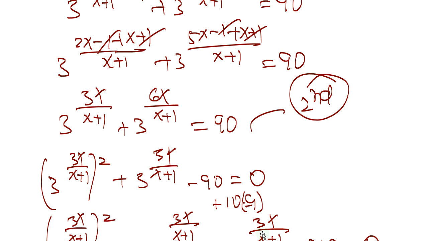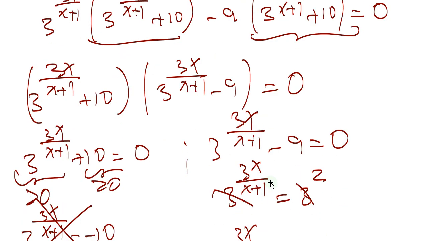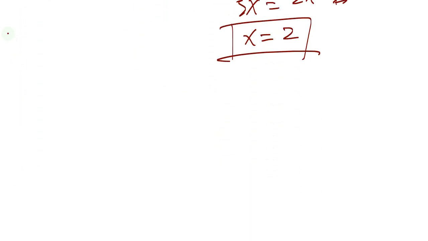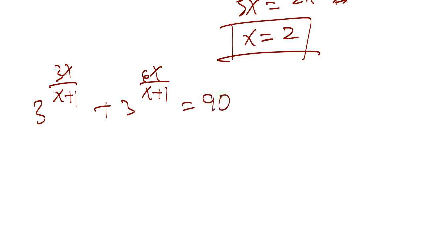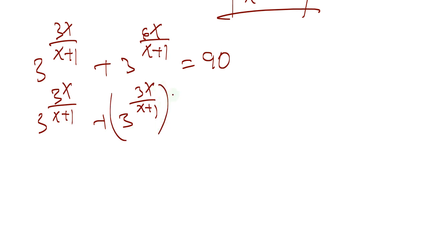Okay, by the second method we say we will start here, right? Okay, cool. So the second method, then we have 3 to the 3x over x plus 1 plus 3 to the 6x over x plus 1, and then this is equal to 90, right? This is what we said. So okay, cool. This one here, as we did before, I'm going to write this as 3 to the 3x over x plus 1, and then plus this one I'm going to write as 3 to the 3x over x plus 1, right? This we did before.